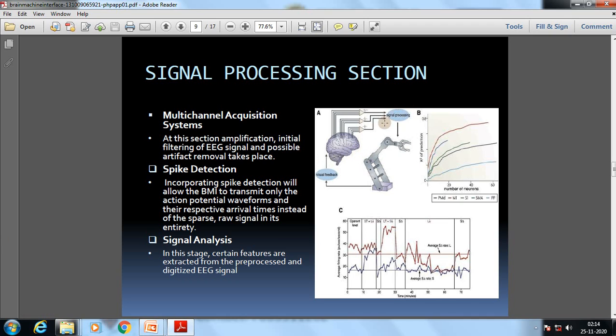Okay, this is the signal processing. Now after the signal processing, the signals will be fed to the arm, and the arm works accordingly. This is the number of neurons, and this is the detected. Okay, so let's go to the next slide.